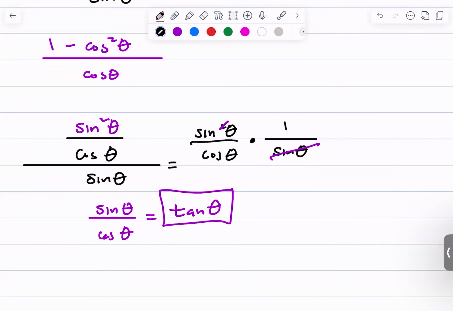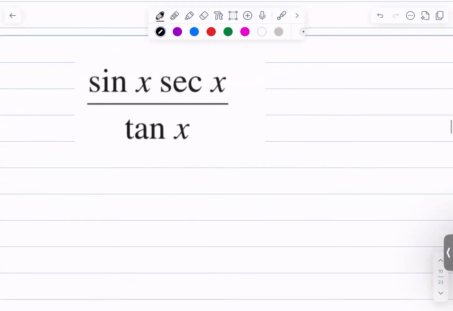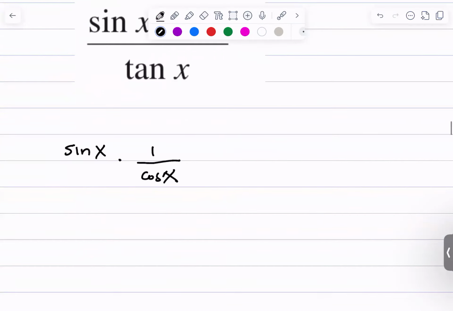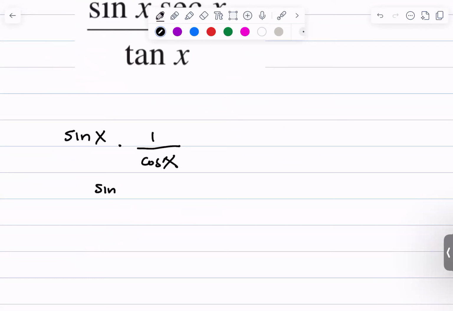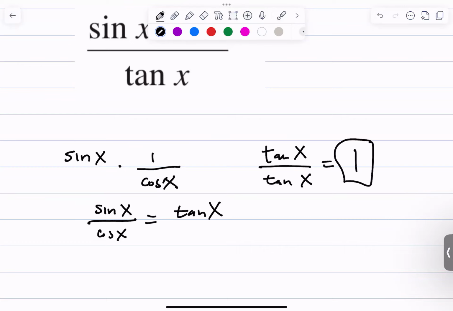All right. This one, sine x times 1 over cosine x all over tangent x, but I'm just going to simplify this. Sine x over cosine x, which equals tangent, right? So I have tangent x over tangent x, which is positive 1. Okay.